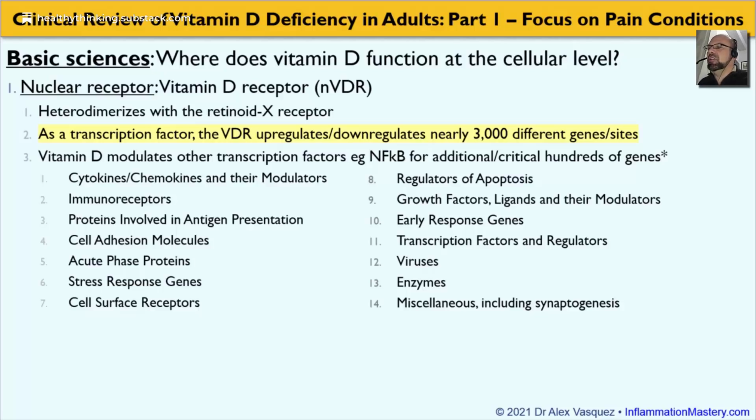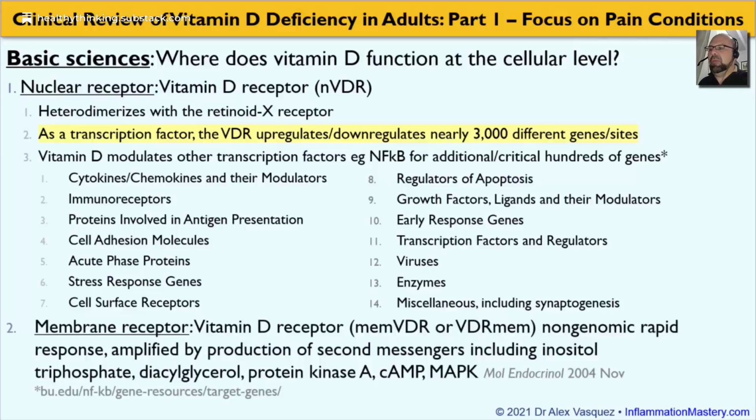But that's not all. So the basic science question again that I'm asking is, where does vitamin D function at the cellular level? Most people who know about vitamin D would say the nuclear vitamin D receptor, but a lot of people wouldn't know about the membrane receptor for vitamin D. This is called the MEM-VDR or the VDR-MEM. This is a non-genomic rapid response receptor which amplifies the effects of vitamin D through second messengers, including inositol triphosphate, protein kinase A, and cyclic AMP. So basically with vitamin D, we see changes in nuclear transcription, and we also see rapid response changes at the level of the cell membrane.